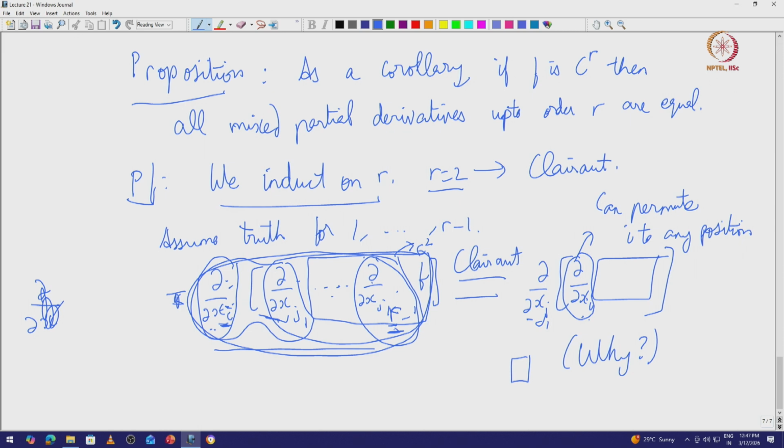So we will continue with this the next time. We are done with Clairaut's theorem, and the next time we will continue with proving a little bit more about the compositions of functions, and then we will proceed to other topics.